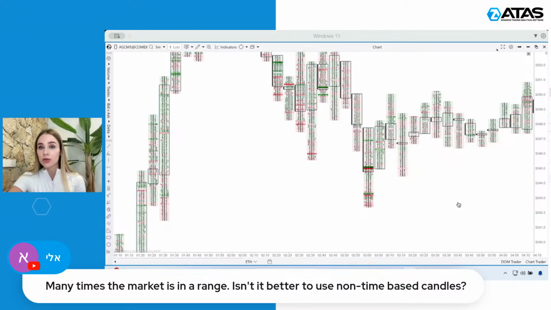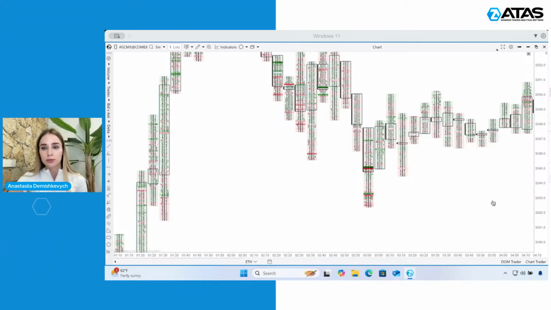Do you have a strategy for the range, or do you just stay away from the market and are able to be disciplined enough to follow your rules?